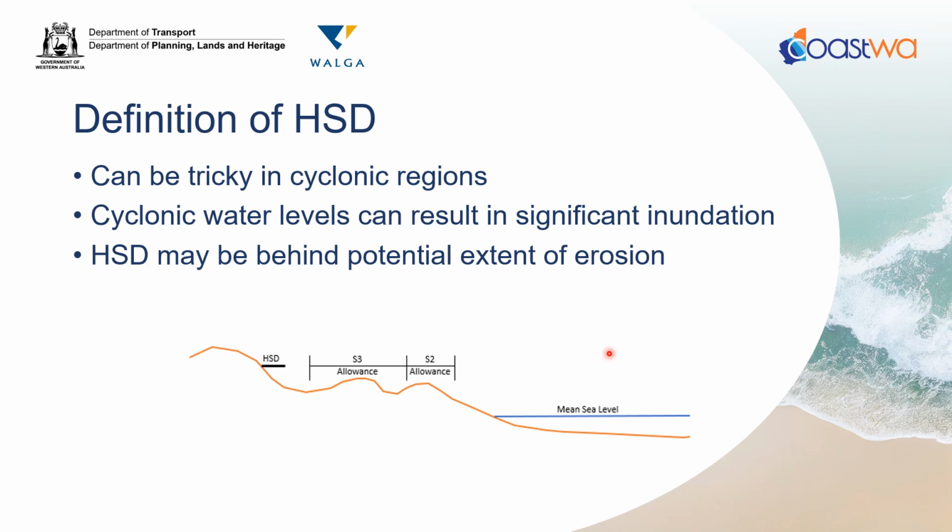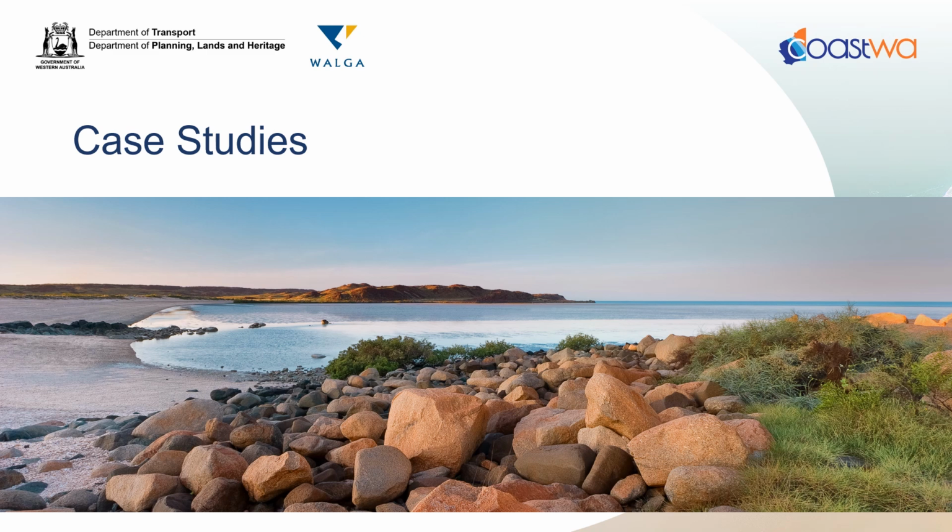the example where our S2 allowances and our S3 allowances are actually captured within the closer to the coast than what we might see from our definition of HSD. So this can provide a challenge. We'll show this in the case study in a little bit more detail further on.